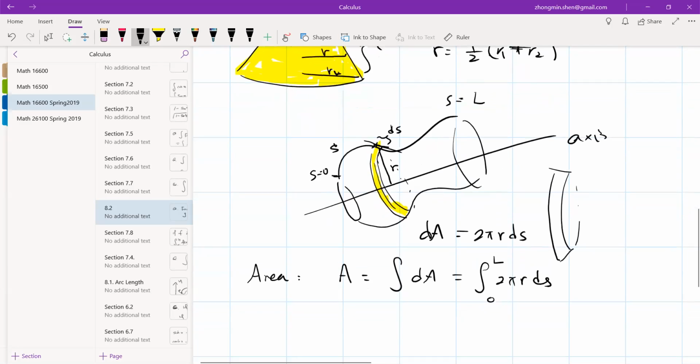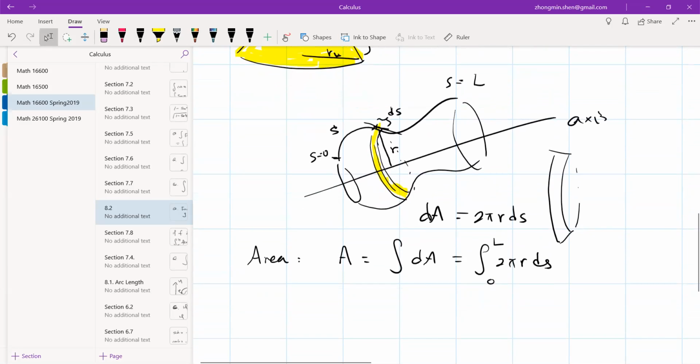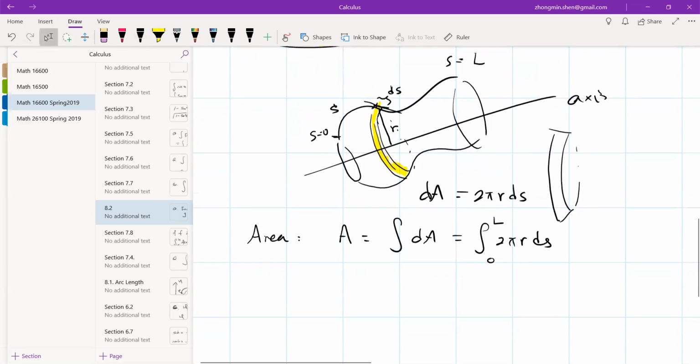Okay, if you are able to express r in terms of s, then you don't need to use x, y variables, right? There's no need to use x, y variables. If you can determine the radius of that circle at the location s, and r depends on s, right? When s changes, then r changes. Okay, if you can find the formula for r in terms of s, then you just evaluate this integral with respect to s.